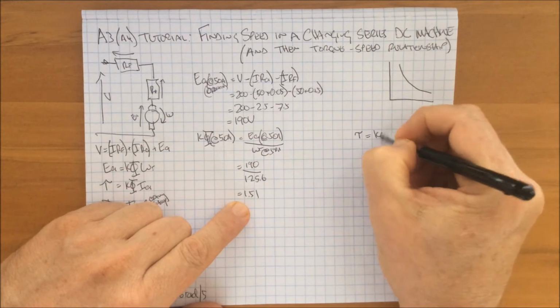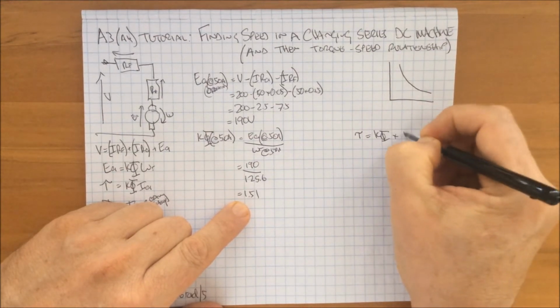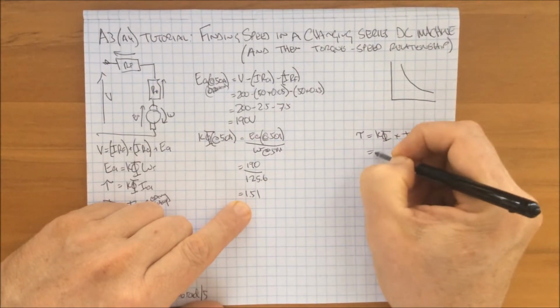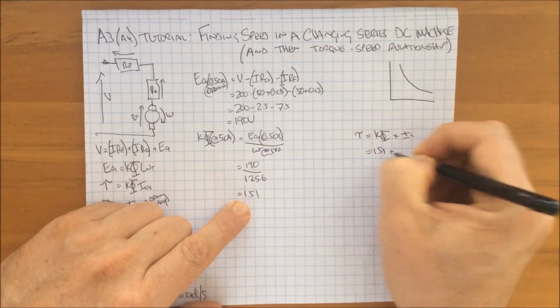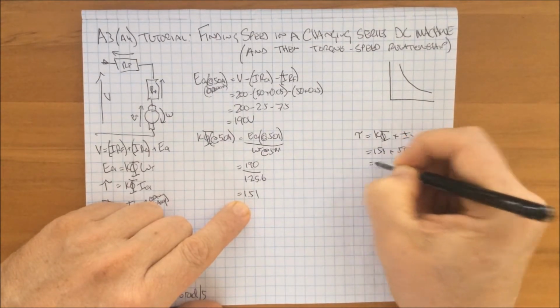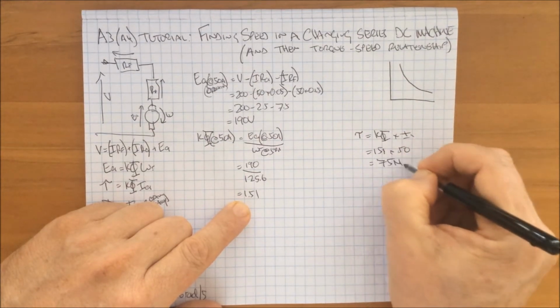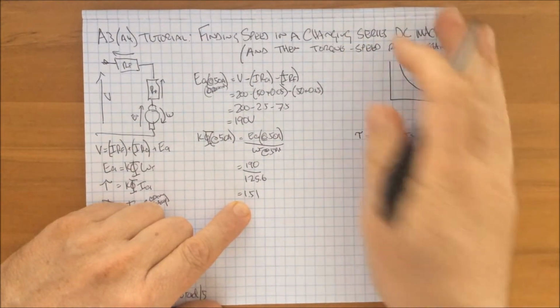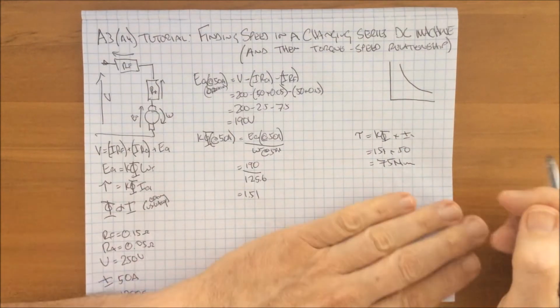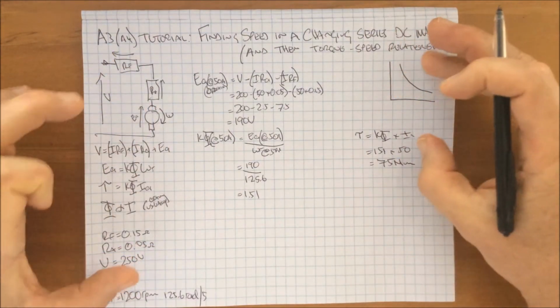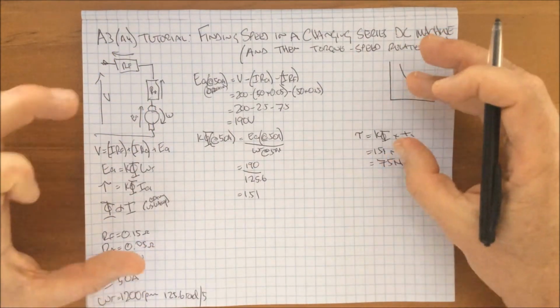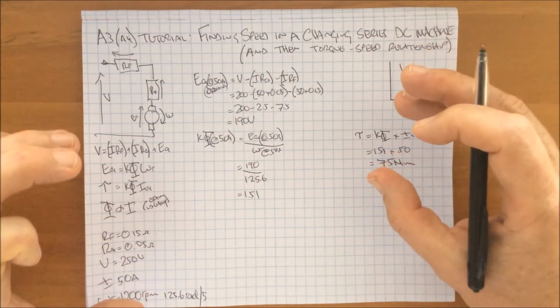We know that torque is K phi times the armature current, which is 1.51 times 50, which gives us close enough to 75 Newton meters. We'll just put that aside, but what we've done now is we pretty much know everything about the machine for its current situation operating at 50 amps.